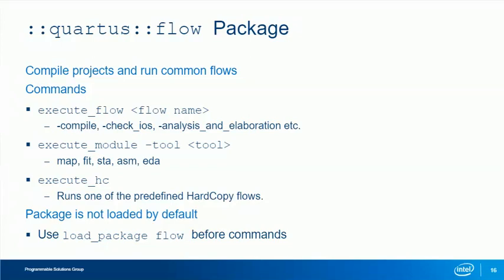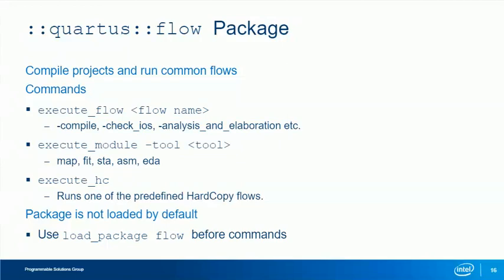The flow package includes commands to compile designs and run common flows. A flow runs a series of executables with various predefined options to perform common processing tasks. Compiling a design is a flow, as is performing I/O assignment analysis. Most of the items listed in the Processing menu of the Intel Quartus Prime software GUI have corresponding flow or module names you will be able to run in Tcl.